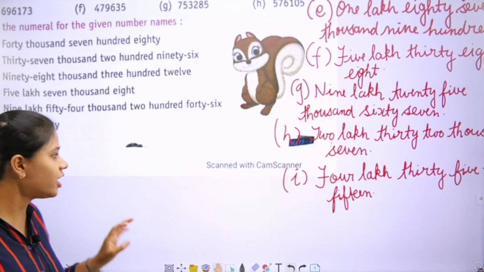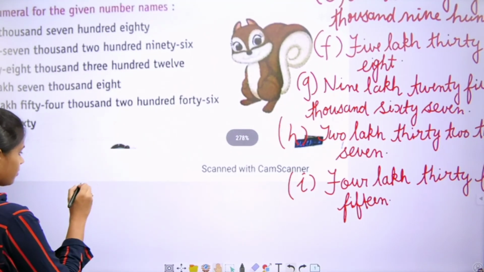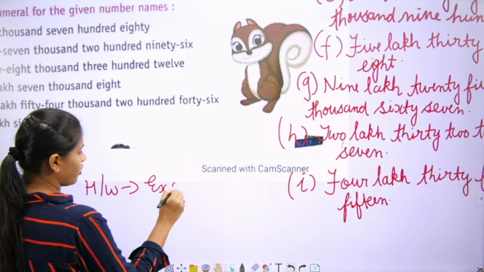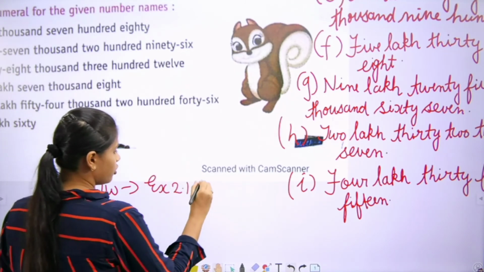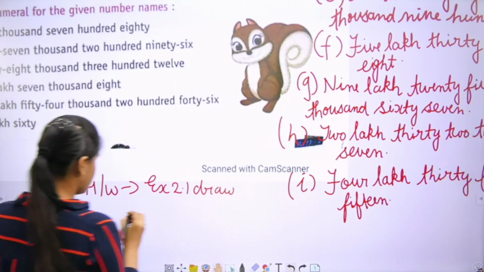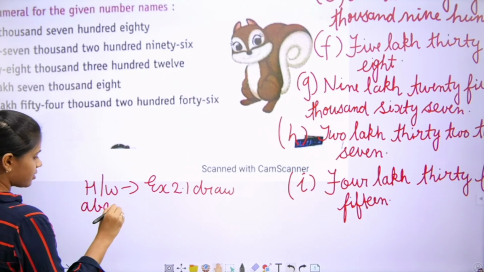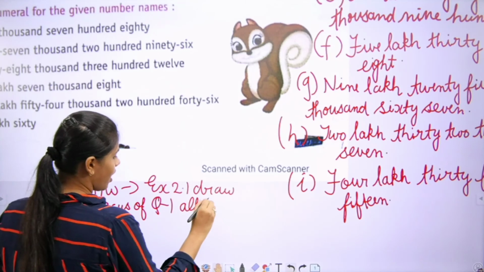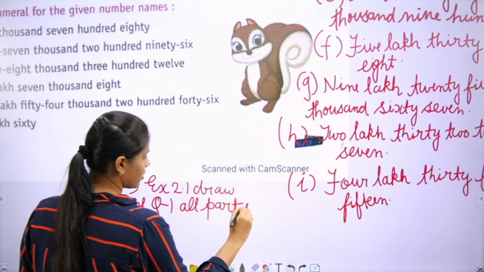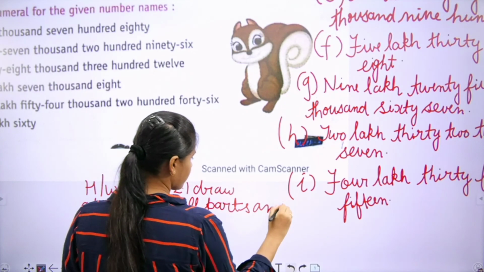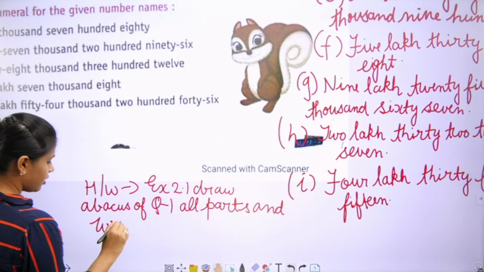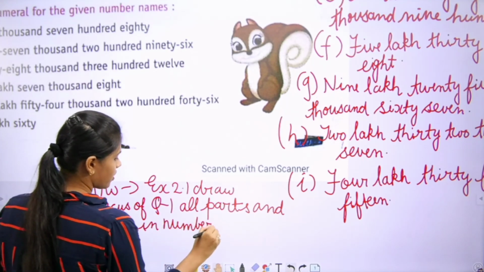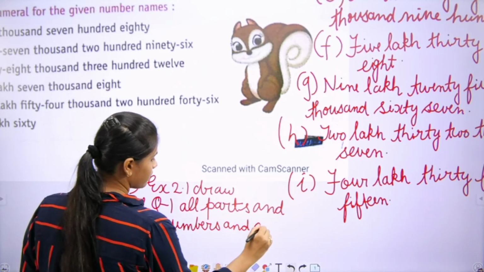Okay, write down the homework. Exercise 2.1. Draw abacus of question number 1, all parts, and write in numbers and words.